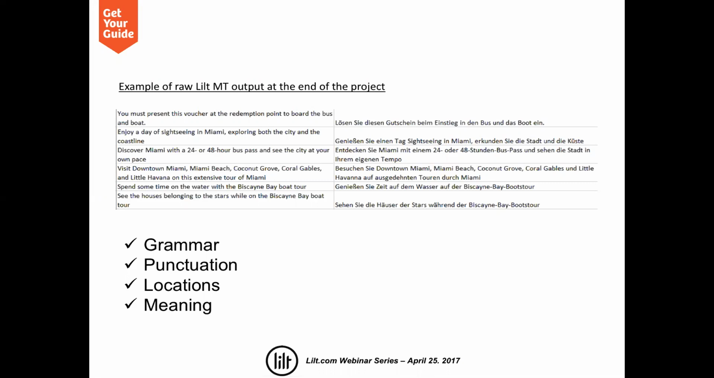They also, if you look at the 24 or 48-hour bus pass, the Lilt servers and the Lilt tool understood all of the meaning of the sentence that could have been translated at a very different level. So when you see the results, you can understand that it is very impressive. And so at that time, we delivered all the projects exactly as we wanted to.